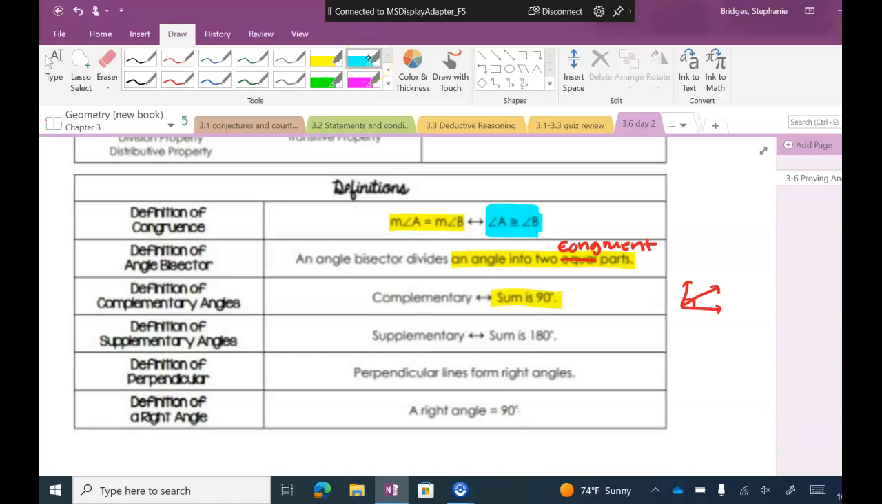Or if I tell you that 2 angles are supplementary, then you would be able to tell me that those 2 angles add up to be 180. So again, if I said angle A and angle B are supplementary to each other, you would be able to say that the measure of angle A plus the measure of angle B equals 180 degrees.